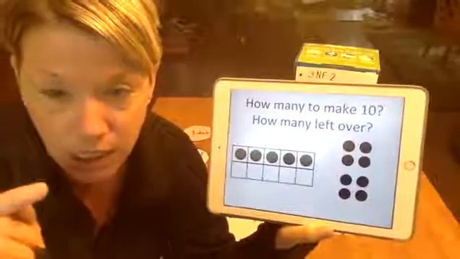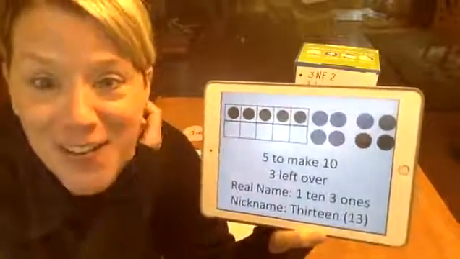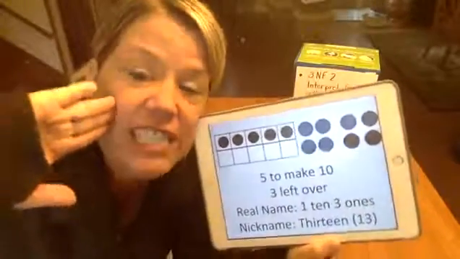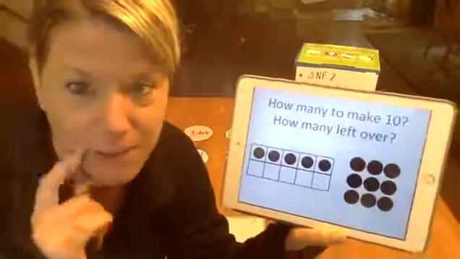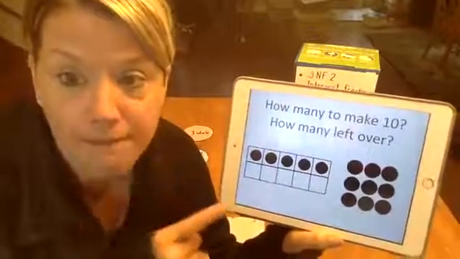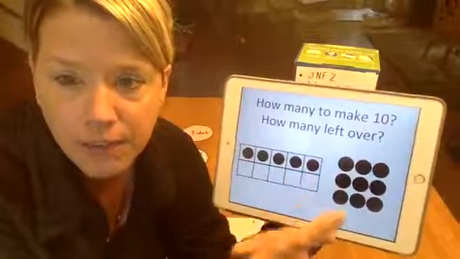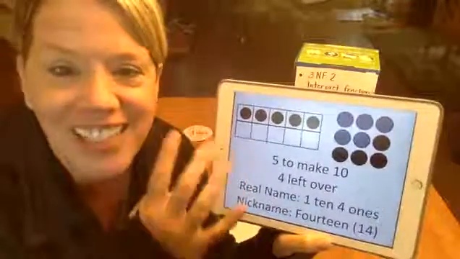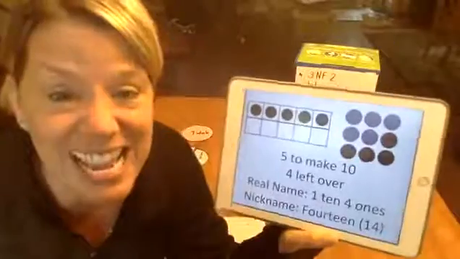Left over. 3 left over. That's 1 ten and 3 ones, or 13. This song is getting on my nerves just a little bit. Ooh, 5. I know I need 5. 4 left over. That's 1 ten and 4 ones, or we call that 14.